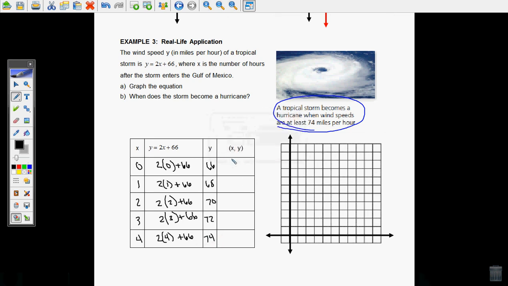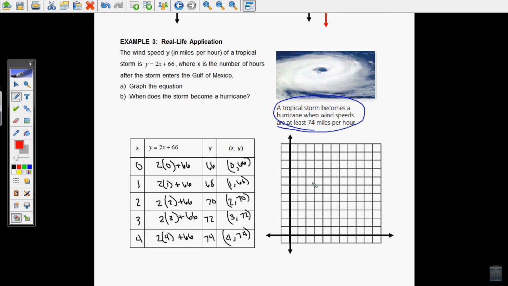All right, so now let's pair up some x, y coordinate points. I got 0, 66 going on here, which is a fantastic point. I have 1, 68, which is an even better point. 2, 70, which is an okay point. It's not one of the better ones. I got 3 and 72, which is an exquisite point. And I have 4, 74. Boom. All right, so now let's go ahead and start plotting.